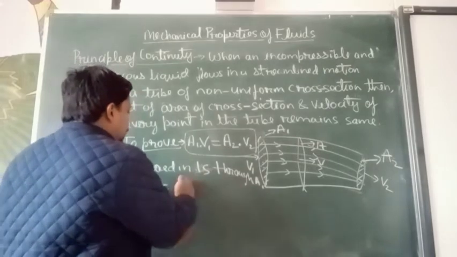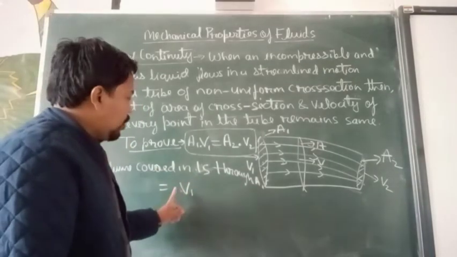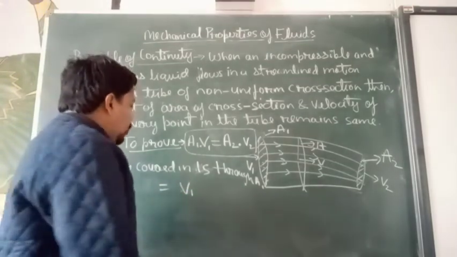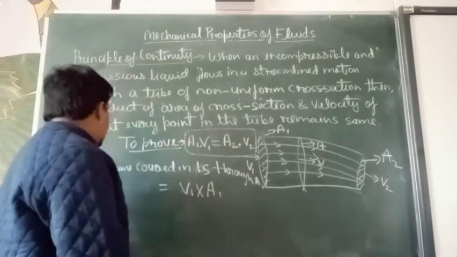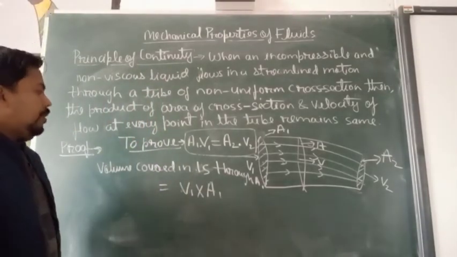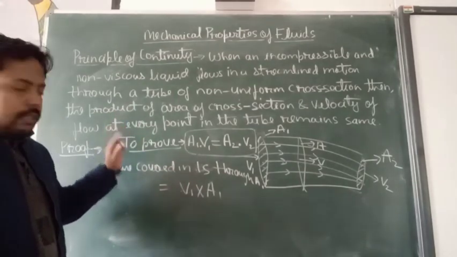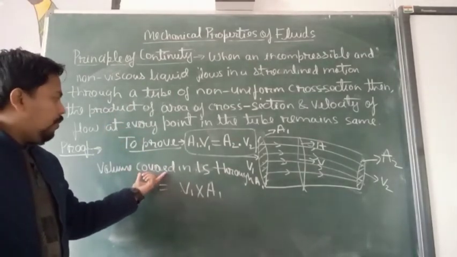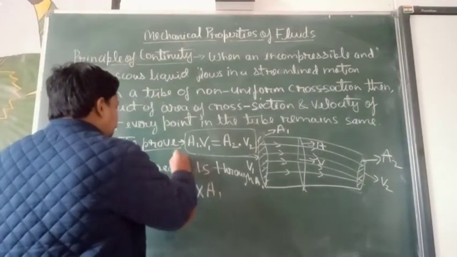So in that case the length is v1 for 1 second, because distance is speed into time, and time is 1. So it will be v1 only, and into the area, that is a1. This much volume is covered in 1 second, or this much fluid entered in 1 second. We can say covered or entered.